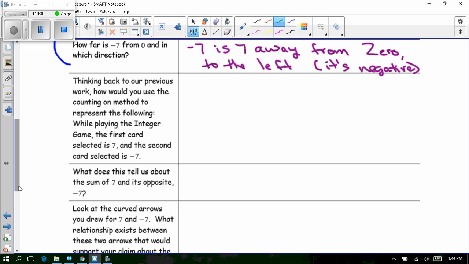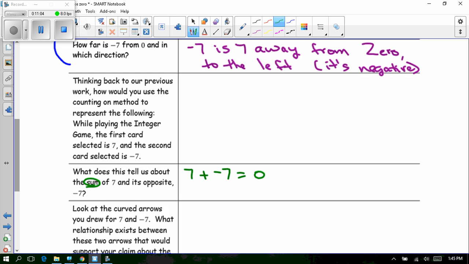So thinking back, we're going to add those. So what does this tell us about the sum of 7 and its opposite? Sum tells me to add -7. What did you notice when we took 7 and added it to -7? We got 0, right? We got 0. So what do we know? A number and its opposite is going to give me my 0.